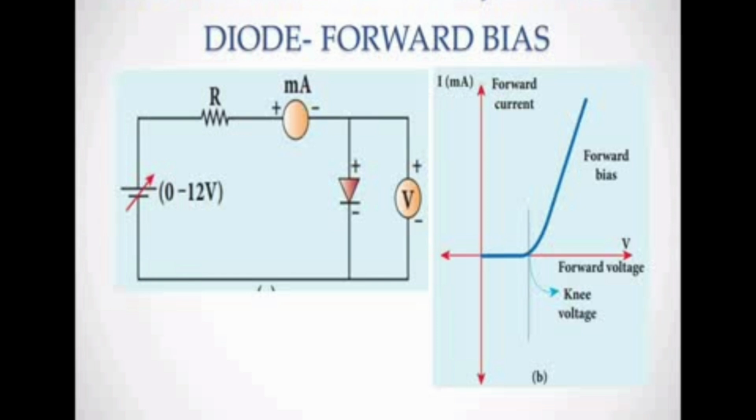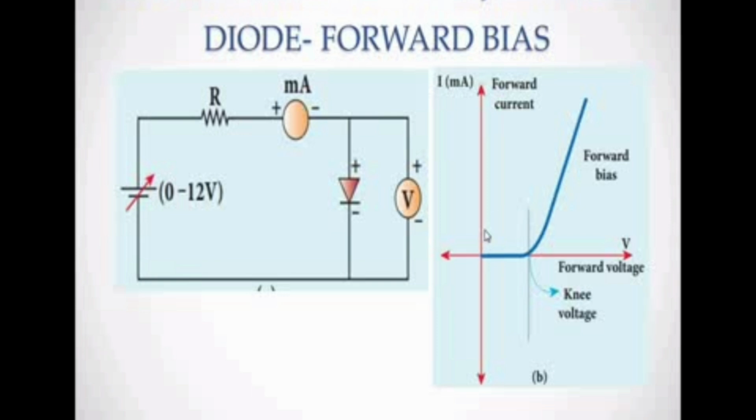Initially, a very small, negligible amount of current is flowing. After this potential, it increases enormously, so it behaves like a conductor. In this graph, it's not a linear line, it is exponential, so it does not obey Ohm's law. We are not applying Ohm's law for the forward bias condition.